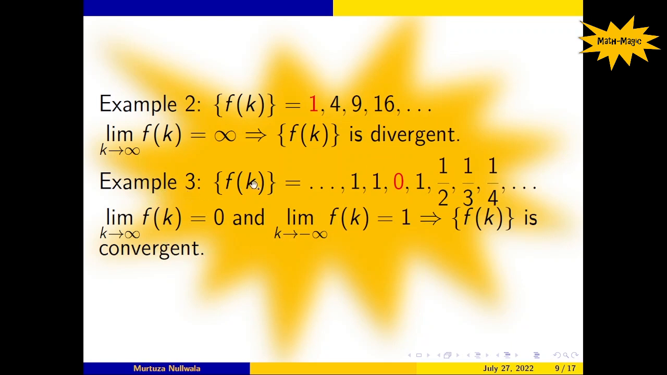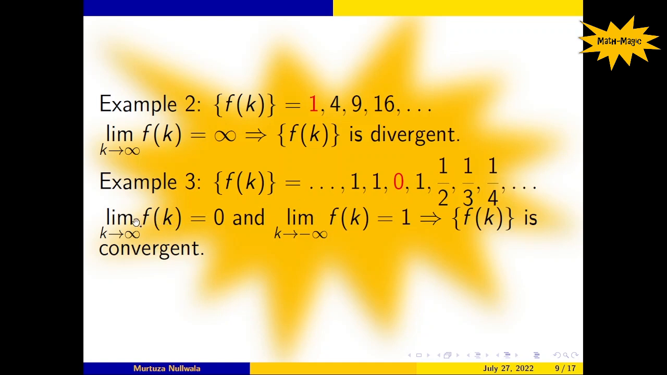Example 3, we have a sequence equal to 0, 1, 1/2, 1/3, 1/4, and so on. And on the left-hand side of 0 it's 1, 1, 1, and so on. So this is a two-sided sequence. Such a sequence is said to be convergent if the limit of f(k) as k tends to infinity and also the limit of f(k) as k tends to minus infinity both exist.